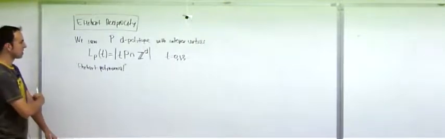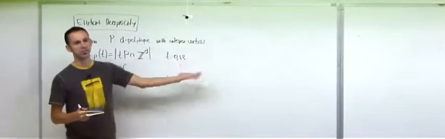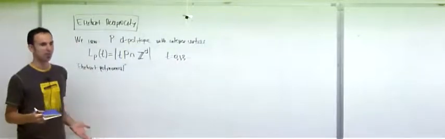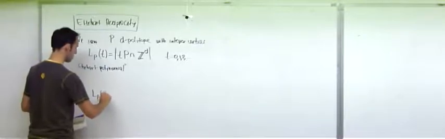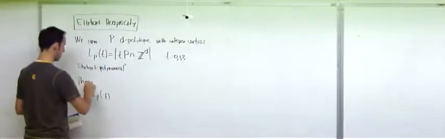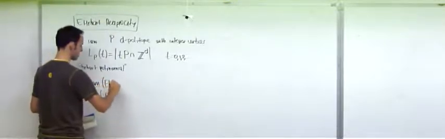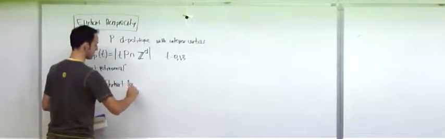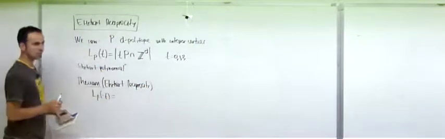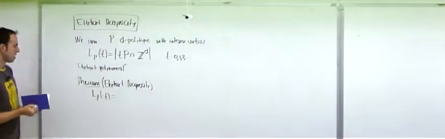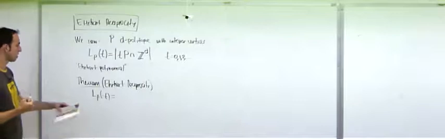Ehrhart had this crazy idea that even though this question was posed for positive integers, he wondered what would happen if I plug in a negative integer. And then he discovered something nice happened, and that became known as his reciprocity theorem. It turns out that what this is, is that it counts the lattice points in the interior of the d-dimensional t-dilate.